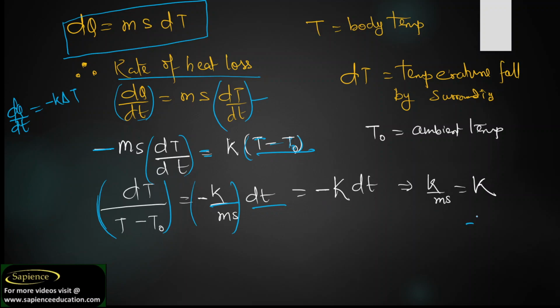Now minus K by m s can be written as capital K, and this is considered a constant. So dT by (T minus T naught) is equal to minus K dt. Here t is the time and T is the temperature. I hope you have understood this.